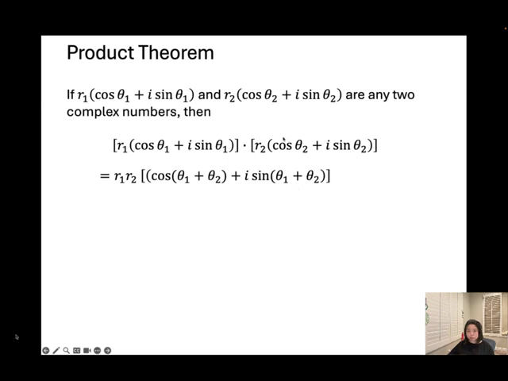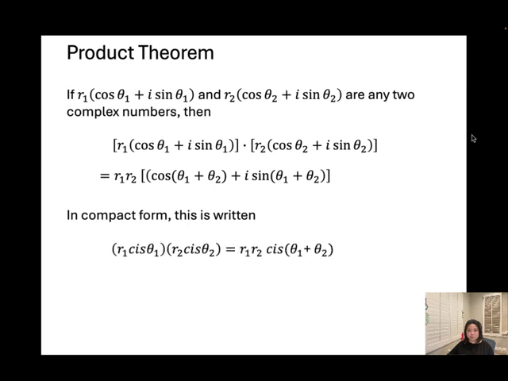You don't distribute it one by one. This is the product theorem for the complex number in polar form. Multiply the r1 and r2, and you just add up the theta. So you have cosine of theta 1 plus theta 2, plus i sine of theta 1 plus theta 2. In cis notation, you could just write r1 r2 cis of theta 1 plus theta 2.